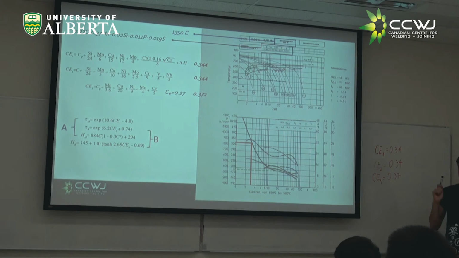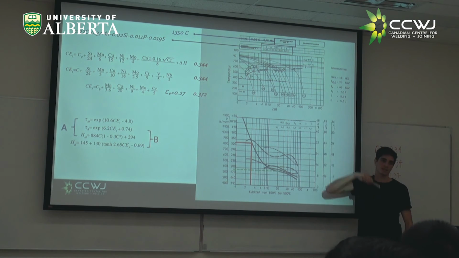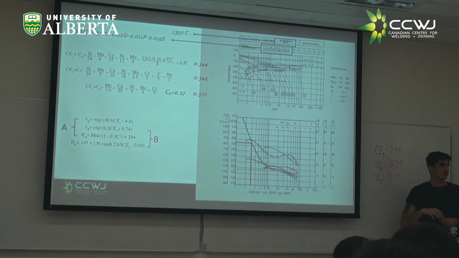So the same as tau b. Tau b should be the one where you don't get any martensite. So if you look, it's around 20 seconds there.